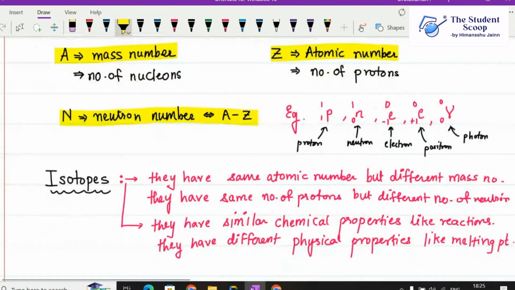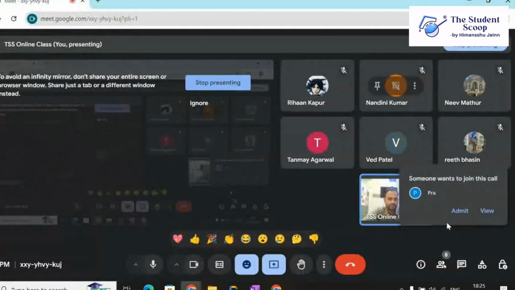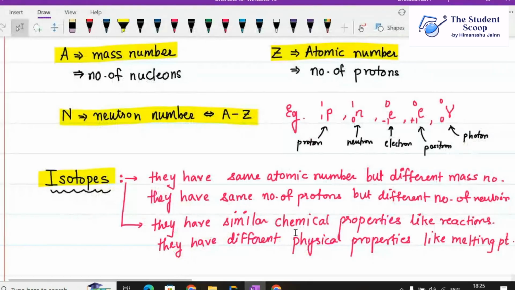Now, if the particles have the same number of protons but different numbers of neutrons, those are called isotopes. Isotopes have similar chemical properties but different physical properties. Chemical properties are like the way they react and the way they form bonds with other elements. Those are similar for isotopes. Physical properties include melting point and boiling point.